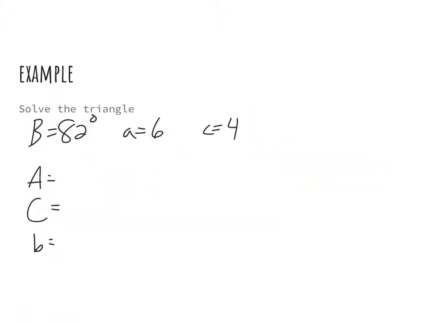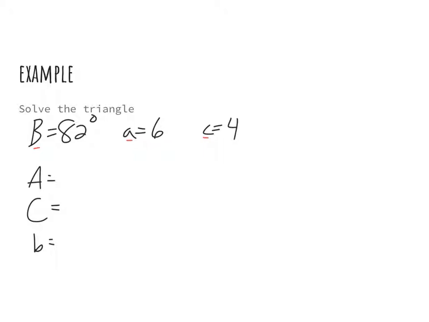Okay, once again, you're not always going to be given the picture, so you could just be given that angle B is 82 and side A is 6, side C is 4. Again, you'll notice that it's side angle side because all the letters are different. Two side lengths and then the angle in between, all the letters should be different.